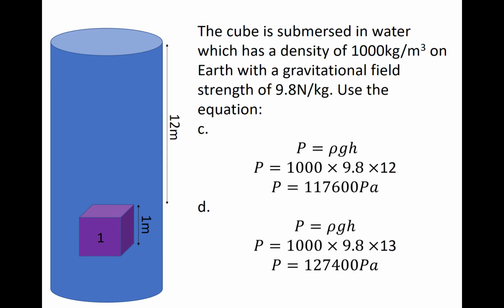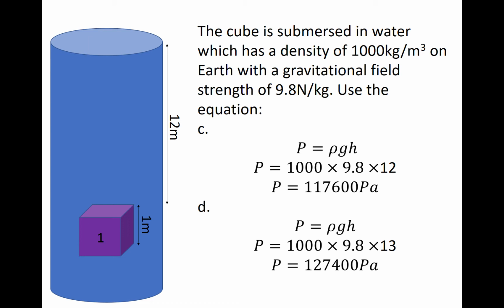So to calculate this, all we need to do is use that equation and replace the symbols with the relevant numbers. So we have rho, which is the density. We know that the density of water is 1000 kilograms per meter cubed, so we replace rho with 1000. We know that gravitational field strength is 9.8, so we replace g with 9.8, and finally the depth of the top of the cube was 12 meters.